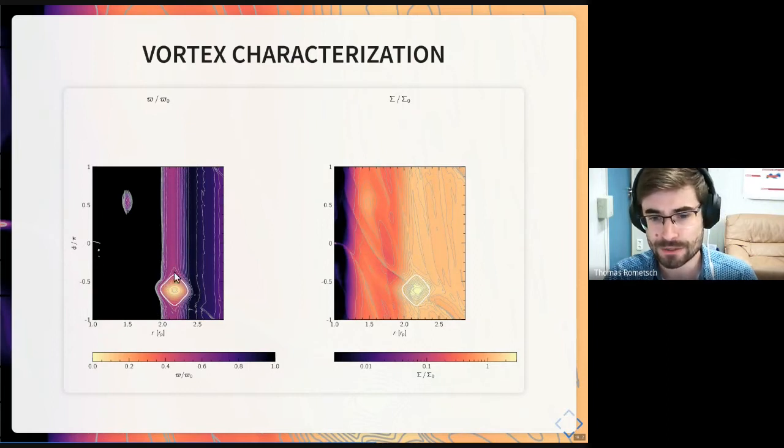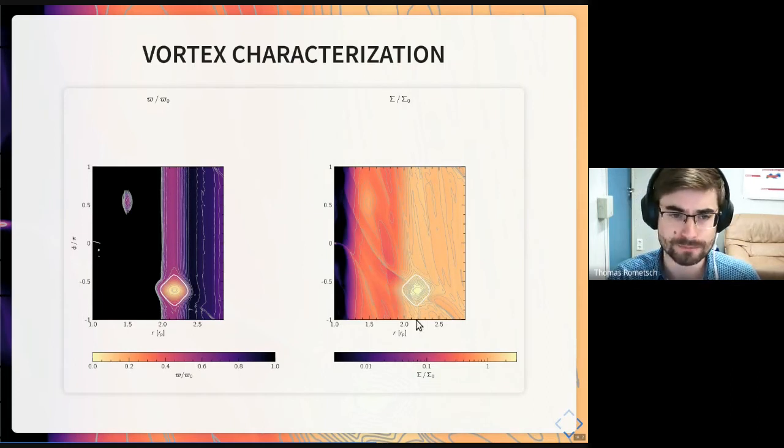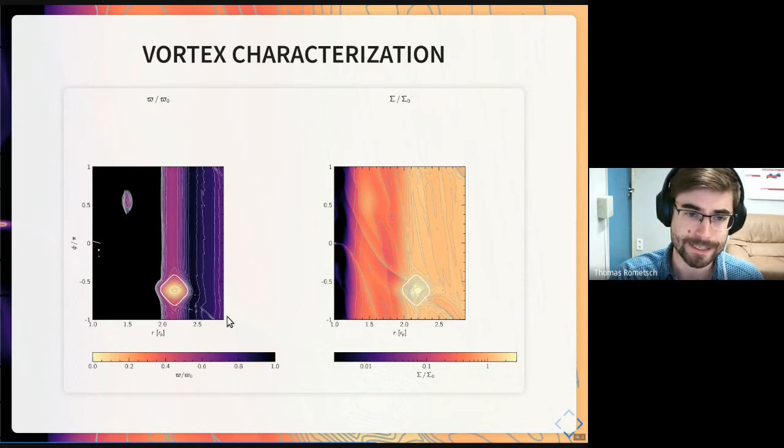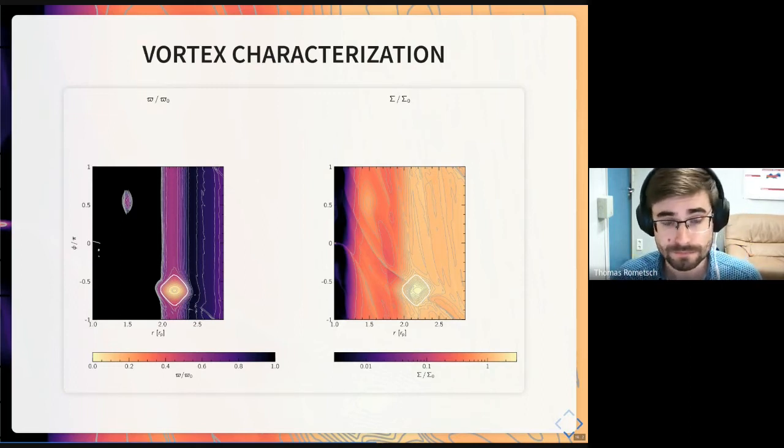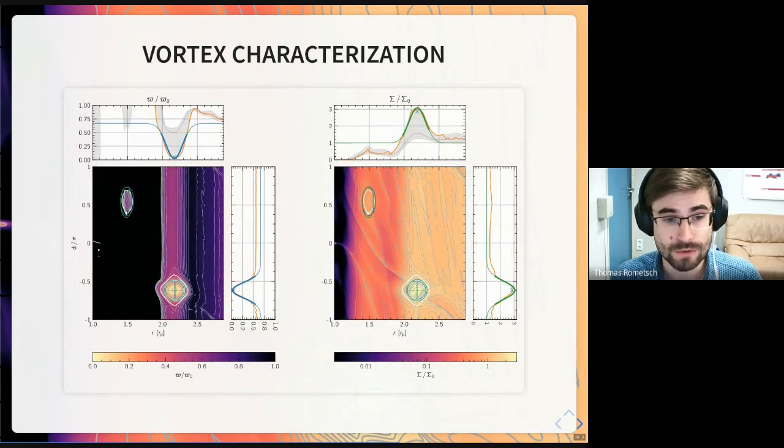Here, that's the largest contour that satisfies some conditions. It's more or less elliptical, doesn't deviate too much from an ellipse. And here in the density plot, we see the same region. The idea is to now take this as a vortex candidate in the snapshot, and then to fit some quantities to it. To both, we fit a Gaussian function. And for the density, this fits remarkably well.